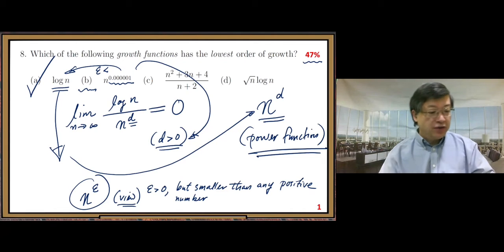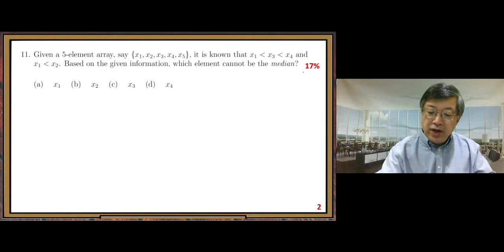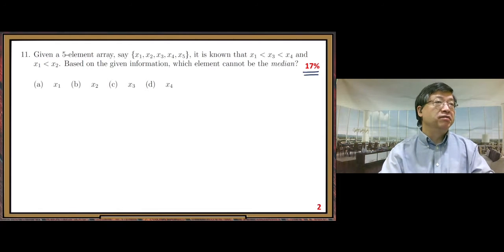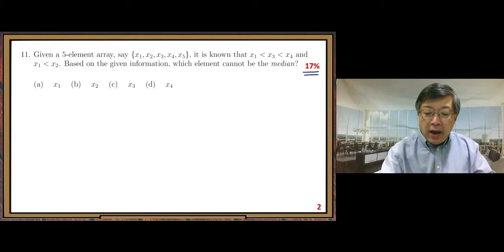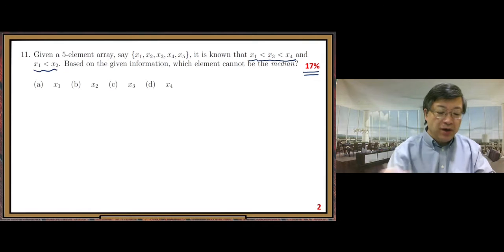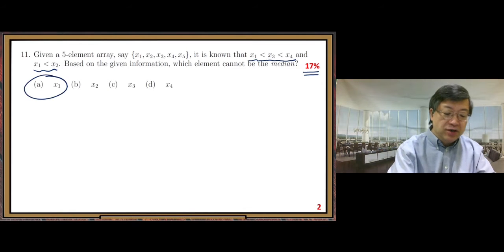So that's question number 8. The next question, number 11, miss rate 17%. We have a 5-element array with these two inequalities. Based on the given information, which element cannot be the median? The answer is A.